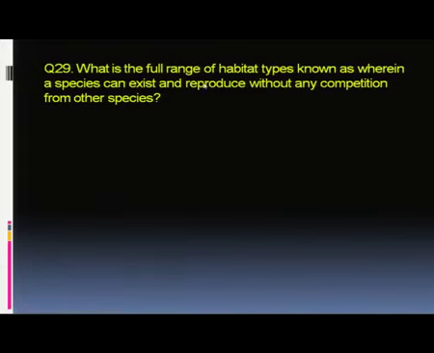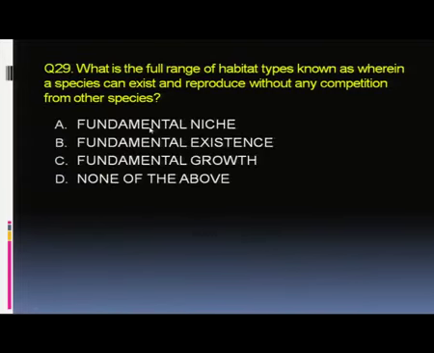Next question. What is the full range of habitat type known as wherein a species can exist and reproduce without any competition from other species? The options here are A. Fundamental niche, B. Fundamental existence, C. Fundamental growth, and D. None of the above. The term niche I explained in the earlier session: a niche is characterized by a place where the organism not only lives but also establishes itself. It has a role and function in that particular habitat. So, the full range of habitat type where the species can exist, reproduce and does not face competition from other species is A. Fundamental niche.